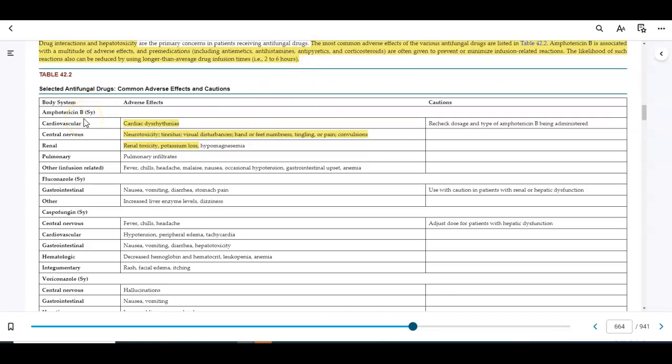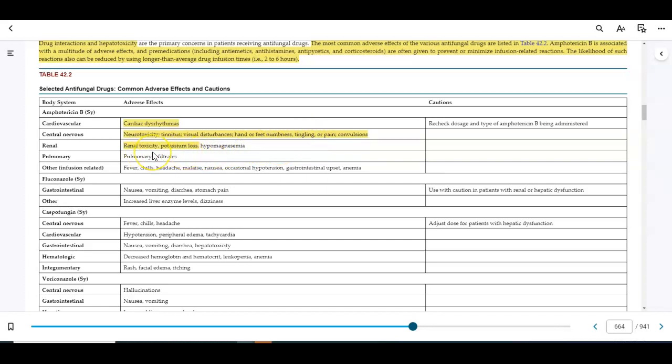Look at some of those adverse effects that are specifically linked with amphotericin. So cardiac dysrhythmias, which would mean I would check for that heart rate. I anticipate them being put on a telemetry monitor while they're on amphotericin. Can also have some neurotoxicity and tinnitus. So understanding a good baseline of your patient's CNS would be important. And then noticing that tingling or pain, so assessing them prior to giving would be important with that one. Renal toxicity and potassium loss.